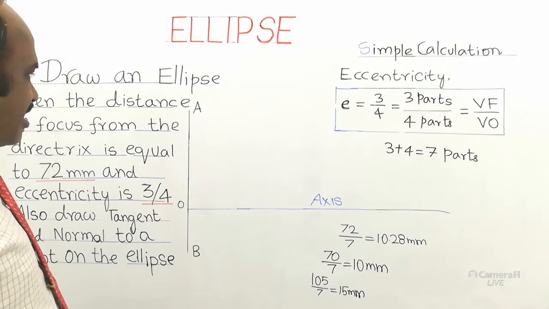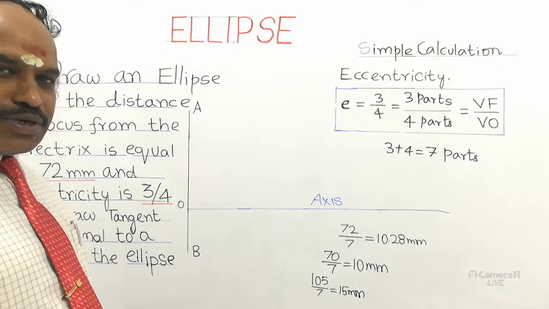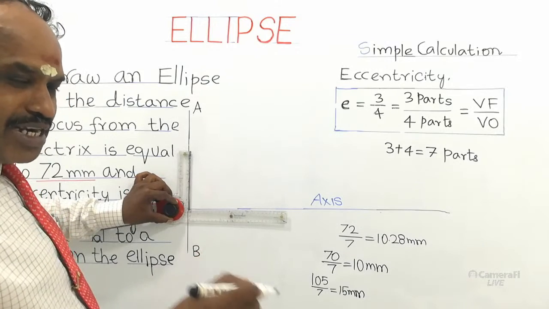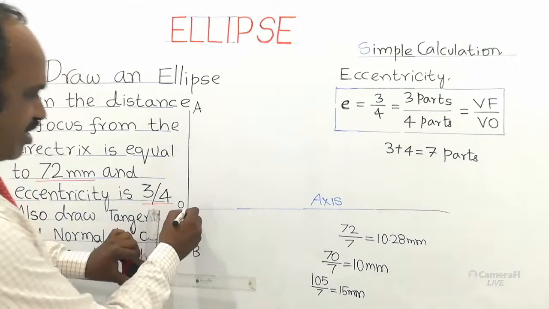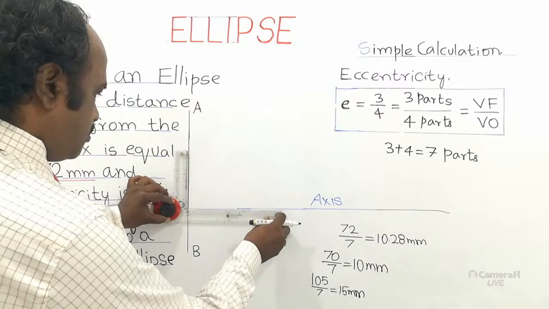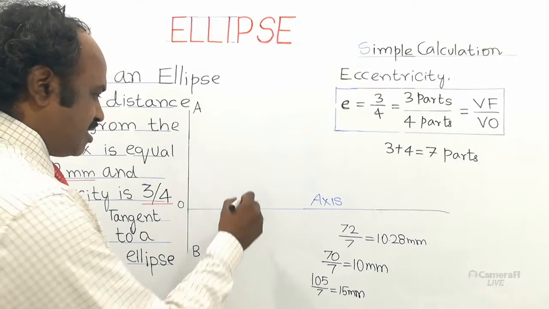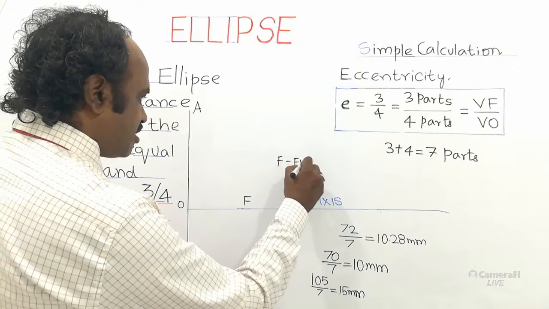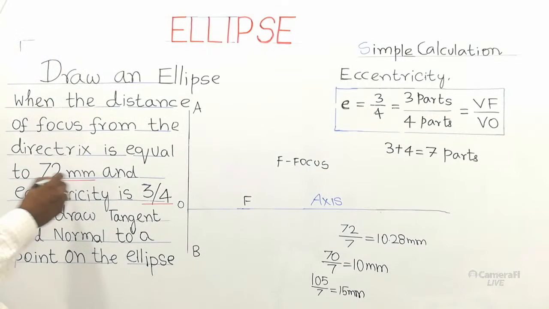Right? So now what is the distance given? Go through the question. Distance of focus from the directrix is equal to 72 mm. 72 mm means 7.2 centimeter, that is 7 centimeter plus two more divisions, you get 72 mm. So mark 72 mm along the axis from point O. This point is marked as F, called focus. F stands for focus. Understand? So the distance is given as 72 mm from the directrix.